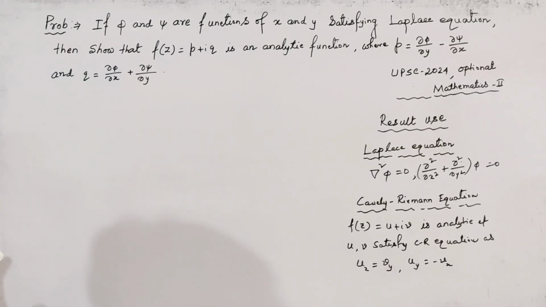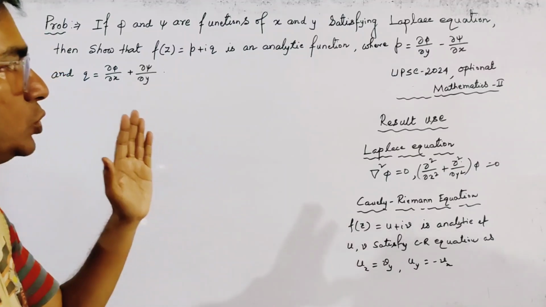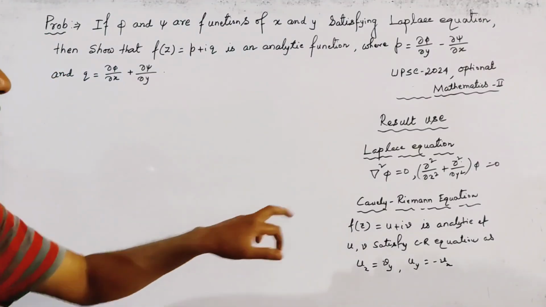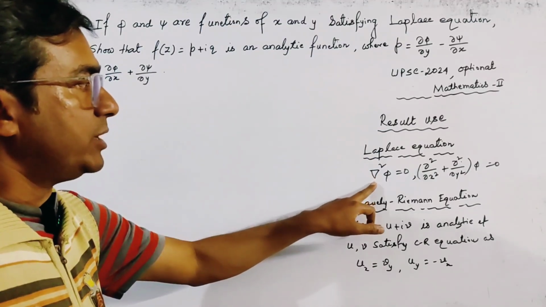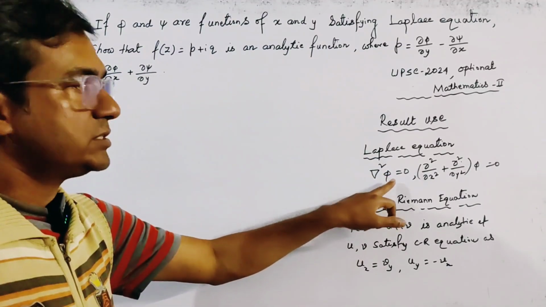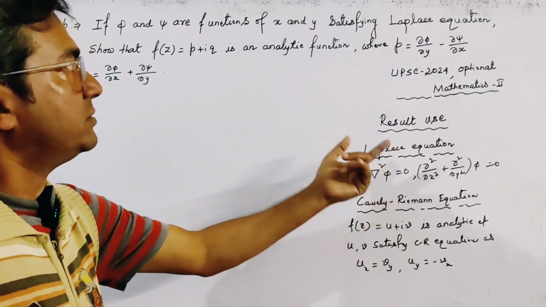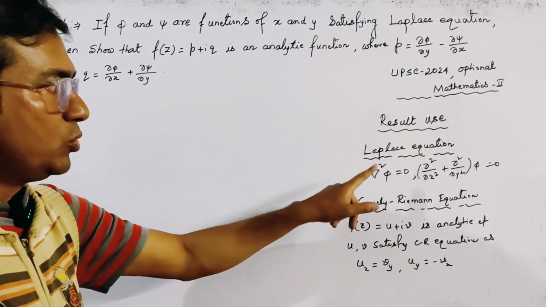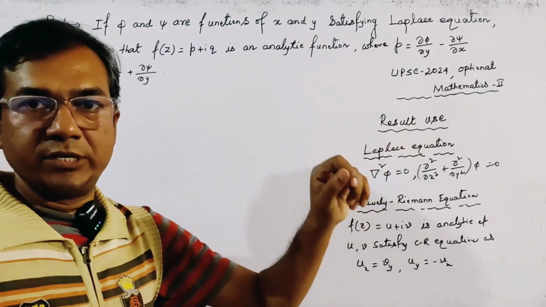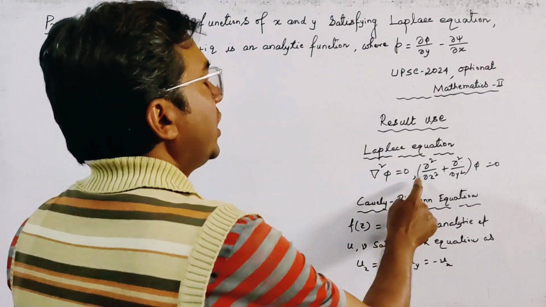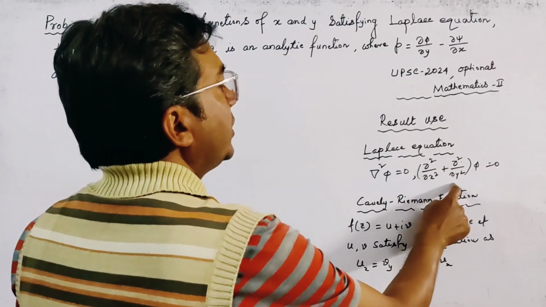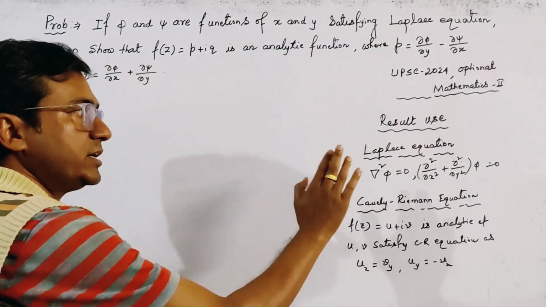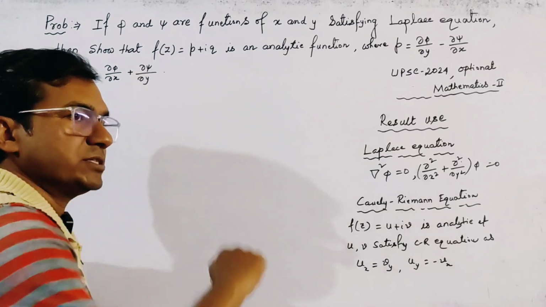Okay, very simple problem from complex analysis, and we use two important results of complex analysis. The first one is the Laplace equation. Laplace equation is given by nabla square phi equal to 0, and since it is given that it is a function of x and y, we use it for 2 dimensions. For 2 dimensions this is del 2 phi by del x2 plus del 2 phi by del y2 equal to 0, if it is given that it satisfies Laplace equation.